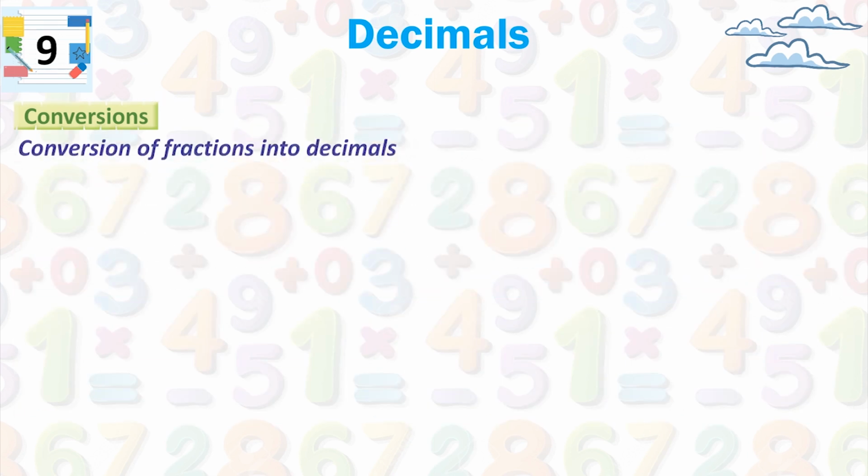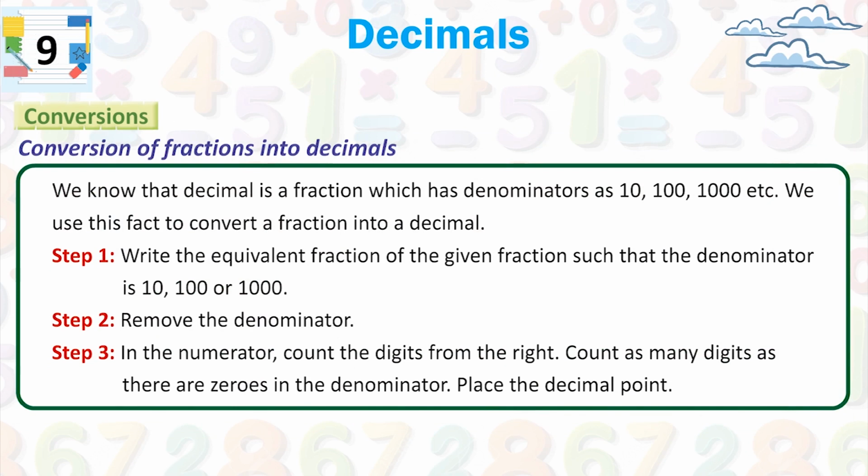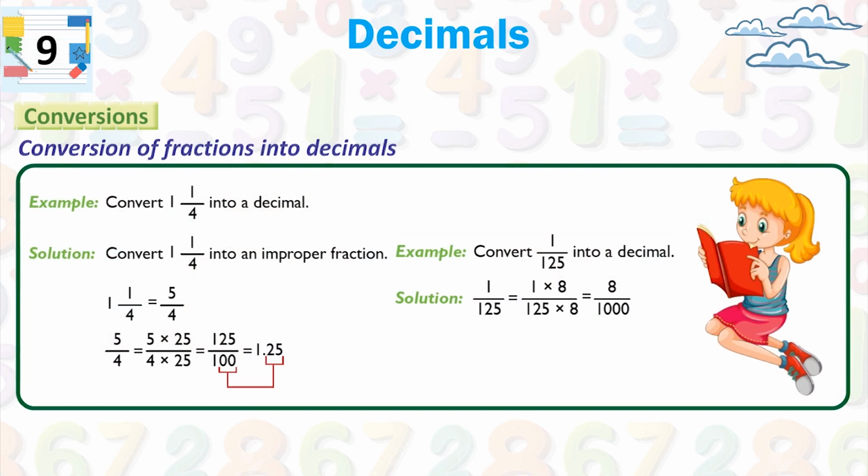Conversion of fractions into decimals. We know that a decimal is a fraction which has denominators as 10, 100, 1000, etc. We use this fact to convert a fraction into a decimal. Step 1. Write the equivalent fraction of the given fraction such that the denominator is 10, 100 or 1000. Step 2. Remove the denominator. Step 3. In the numerator, count the digits from the right. Count as many digits as there are zeros in the denominator. Place the decimal point.